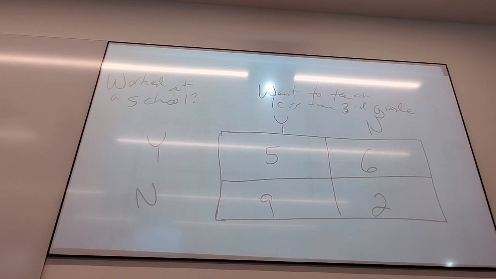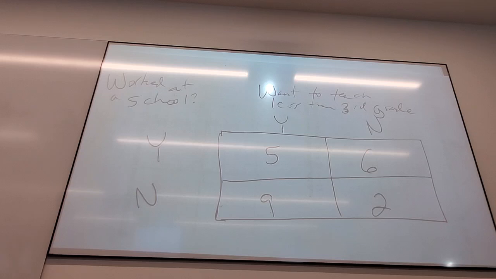Have you guys seen tables like this before? Where the rows indicate something and then the columns are subgroups of that thing. Can somebody tell me what this 6 means? It's people who have worked at a school but don't want to teach less than 3rd. Exactly. They said yes to having worked at a school, but they want to teach 3rd grade or up.